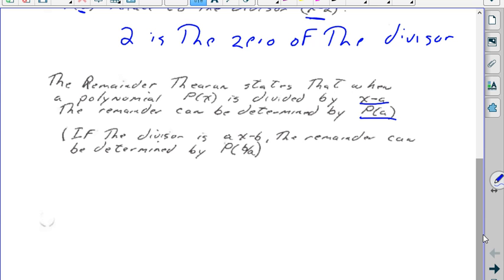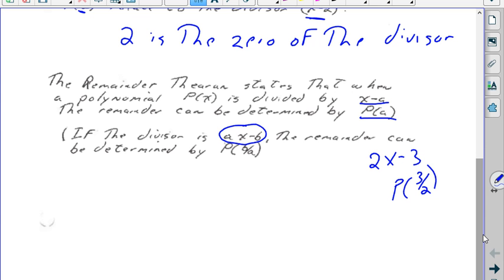Now we can take it a step further. If it's not just x minus a, say it's 2x minus 1, we can find the remainder by evaluating at b over a. So if the divisor is 2x minus 3, we would want to evaluate p at 3/2, because that's the 0, or 1.5, of the divisor. So we want to see where we go from there. That is the useful thing in this case, if I only want to know the remainder.